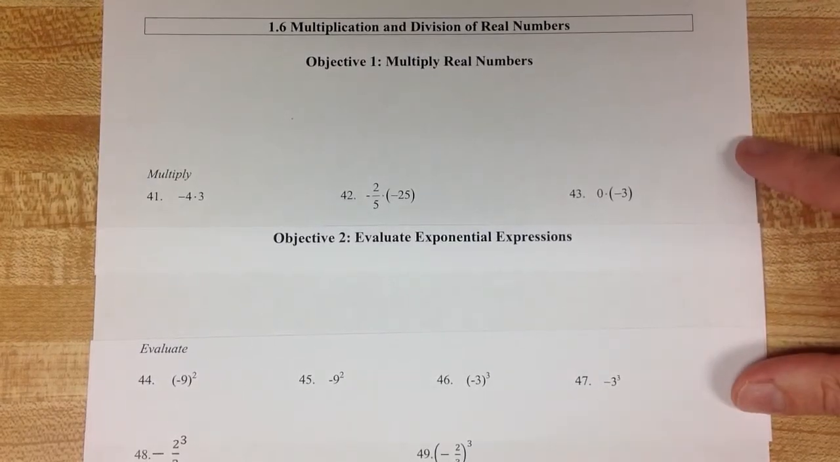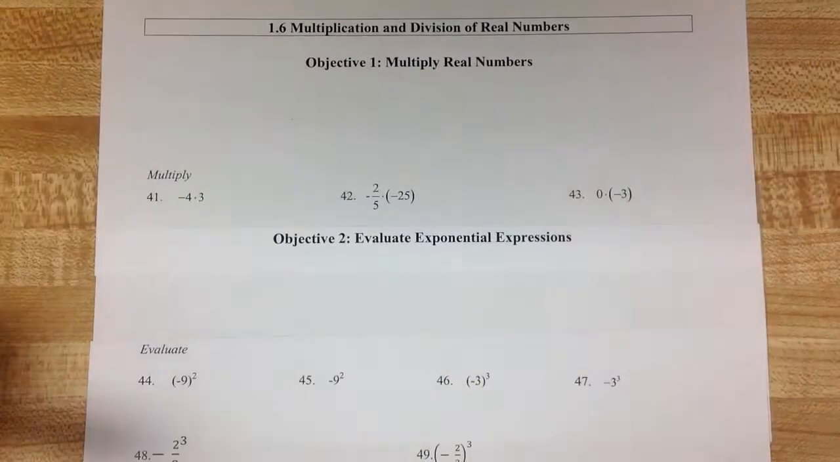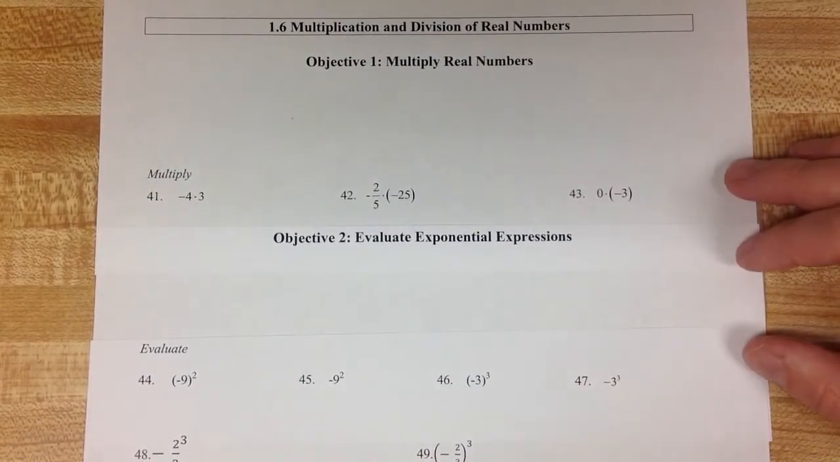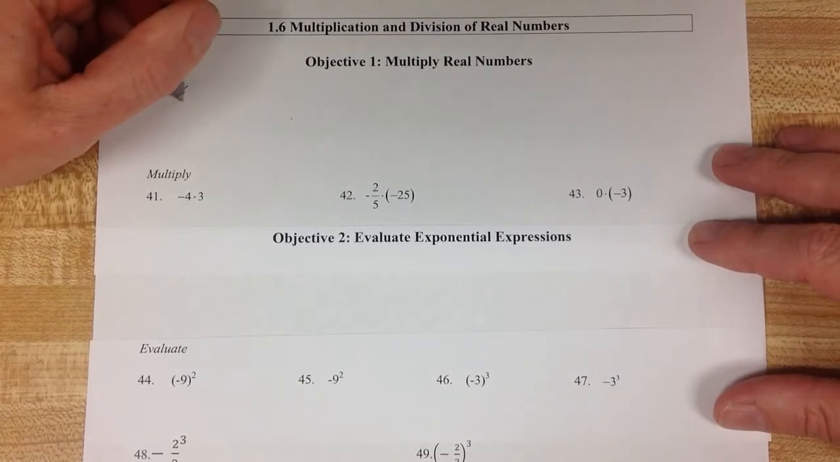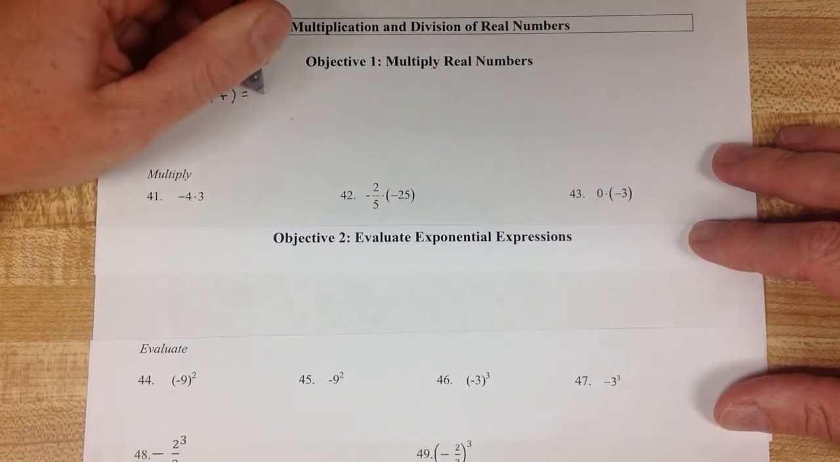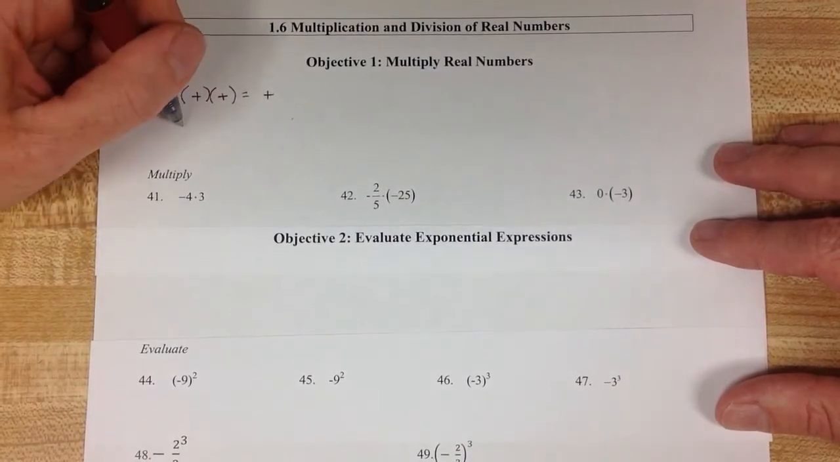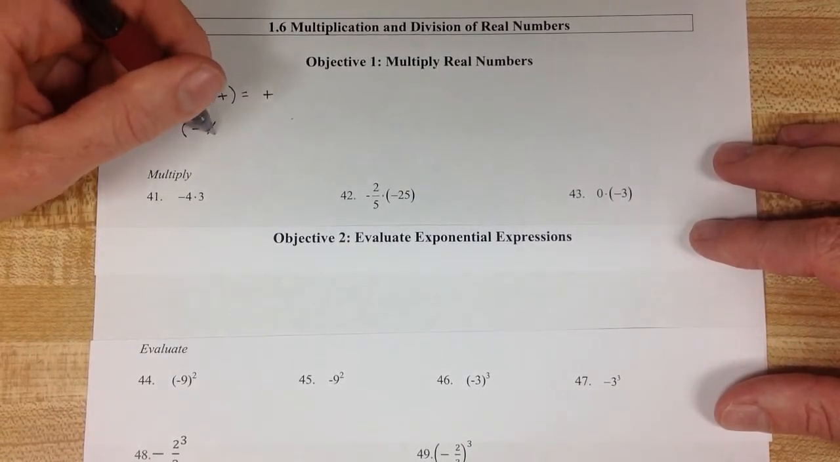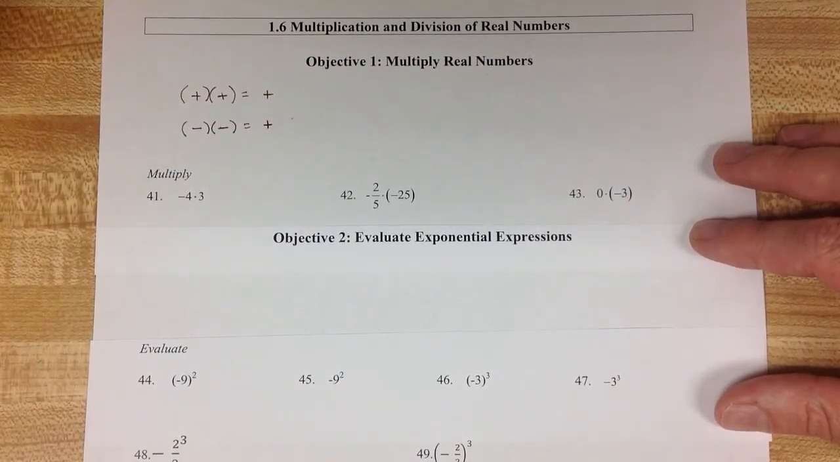Our final section in this review unit is chapter 1.6, where we look at multiplying and dividing real numbers, or numbers that have negative signs in them for our purposes. So the first one that we're going to talk about is what happens when you multiply numbers that have signs on them. When the signs are the same, when you multiply a positive number times a positive number, you already know that you get a positive answer. Well, the same thing is true when you multiply a negative number times a negative number. That answer is also positive.